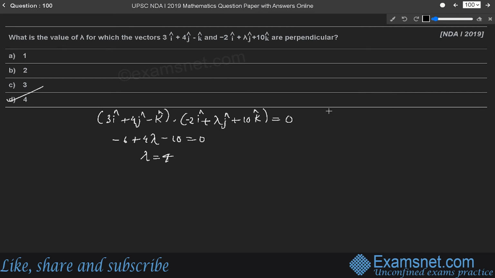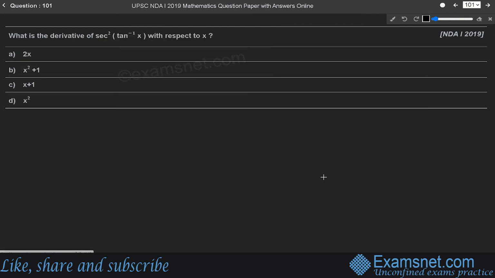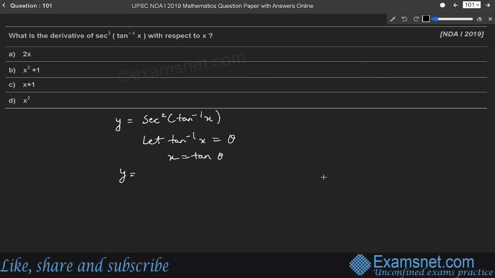Next question is, what is the derivative of sec square tan inverse x with respect to x? Since we have to find the derivative, let y is equals to sec square into tan inverse x. Now let tan inverse x is equal to theta. Therefore, x will be equals to tan theta. So, the equation will be y is equal to sec square theta.